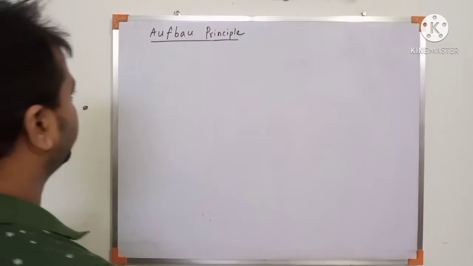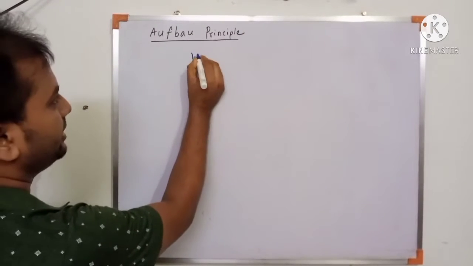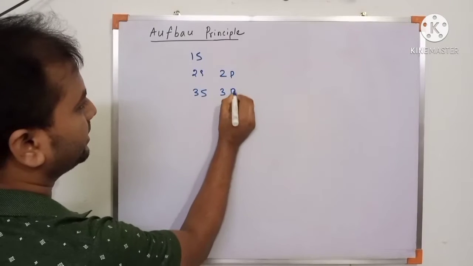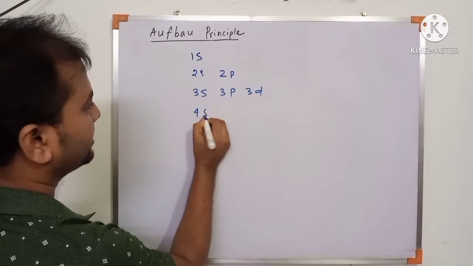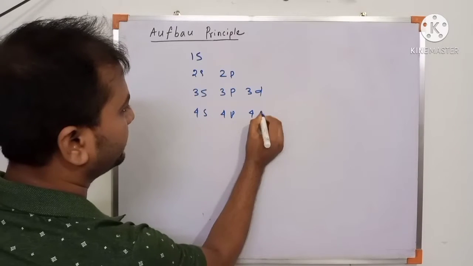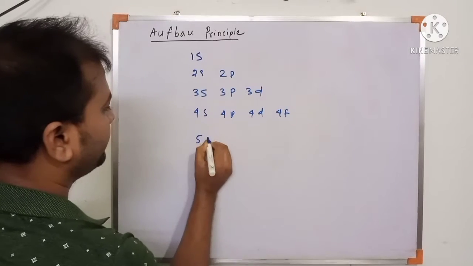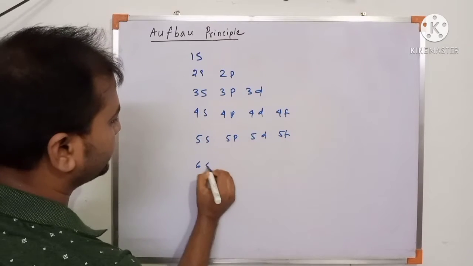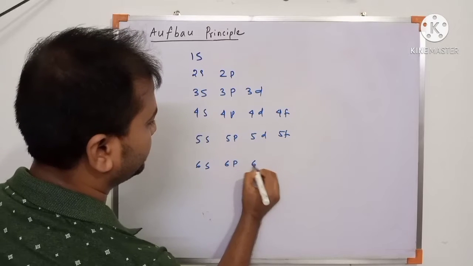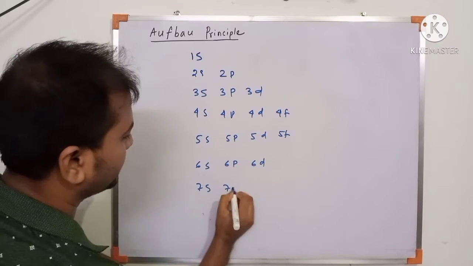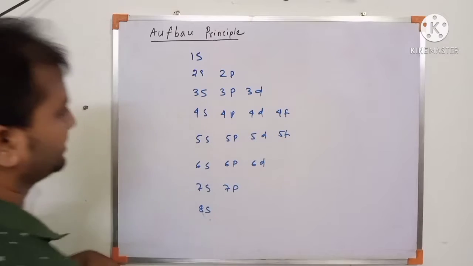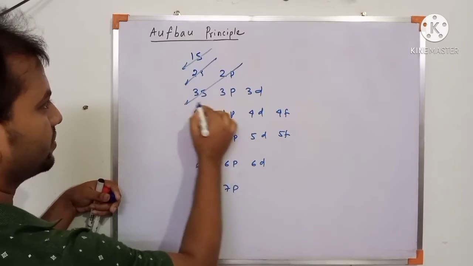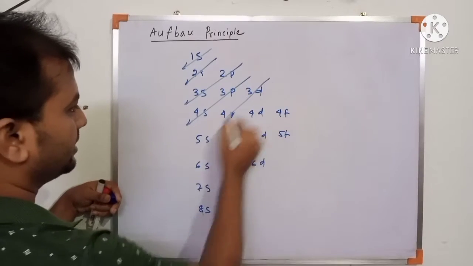Now, the energy order of the orbitals is 1s, 2s, 2p, 3s, 3p, 3d, 4s, 4p, 4d, 4f, 5s, 5p, 5d, 5f, 6s, 6p, 6d, 7s, 7p, and 8s. Now, the energy order: 1s, 2s, 2p, 3s.